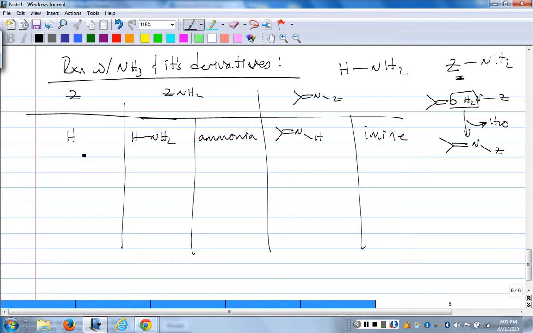Z can be R, an alkyl group, in which case I have RNH2, and this is a primary amine, right? The species formed is then this, which is called an N-alkyl imine, right? Because the alkyl group is on the nitrogen, so it's an N-alkyl imine.